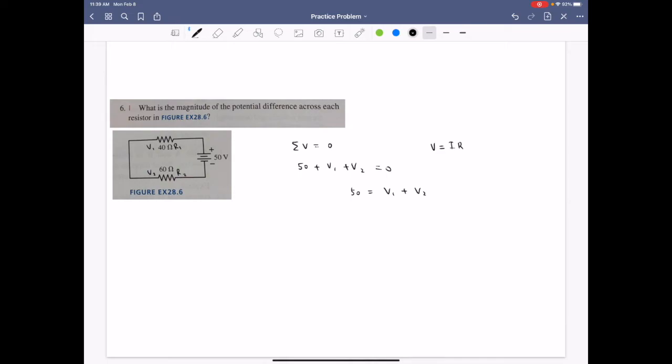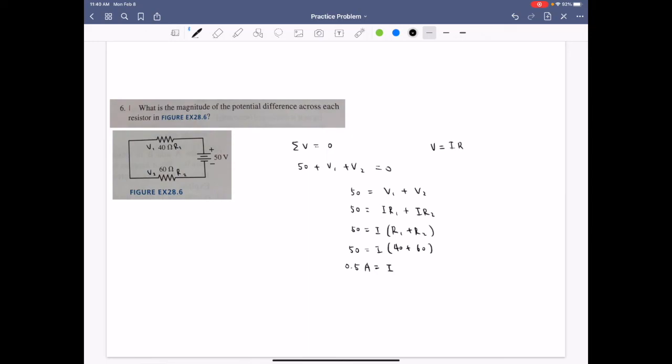When you substitute Ohm's law into this, it becomes IR1 plus IR2. We know that in a series circuit, the current is the same everywhere, so we can pull out I since it's the same for both resistors, times R1 plus R2. R1 and R2 are given to us, so 40 plus 60 equals 100. When you divide, the current equals 0.5 amp.